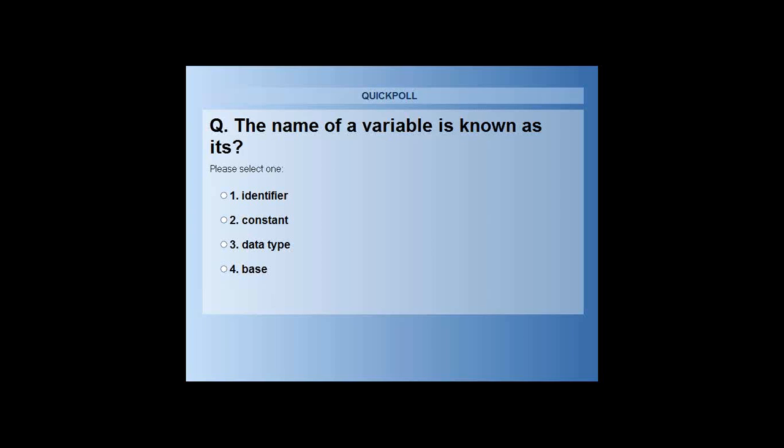Okay then. We have the results now. 62% of the people say that the answer is identifier, 4% say constant, 27% say data type, and 8% say base. And again, I'll go with the audience, that is the identifier, 62%. Okay, and that's the correct answer. Now, the name of a variable is actually the identifier because you identify that variable using the variable name. Right, so it is always termed that the name of a variable is known as its identifier.